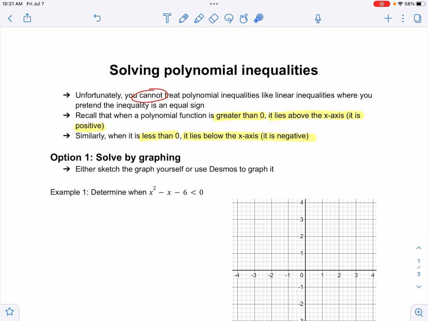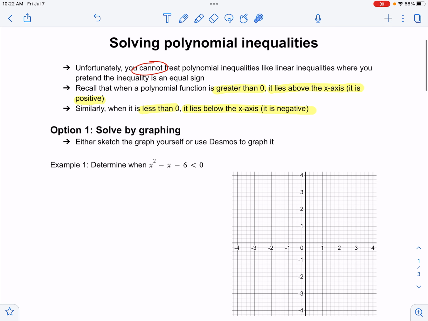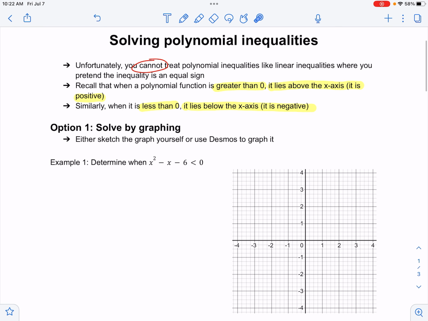There are two ways to answer polynomial inequality questions. We're going to talk about both today. The first is to solve by graphing. We can either sketch by hand or we can use Desmos to create the graph and then interpret the answer at the end. For today, I'm going to be doing everything by hand, but I understand when you're doing your practice, if you just want to jump to Desmos, because the purpose of this is not to practice graphing, it's to practice interpreting the graph.